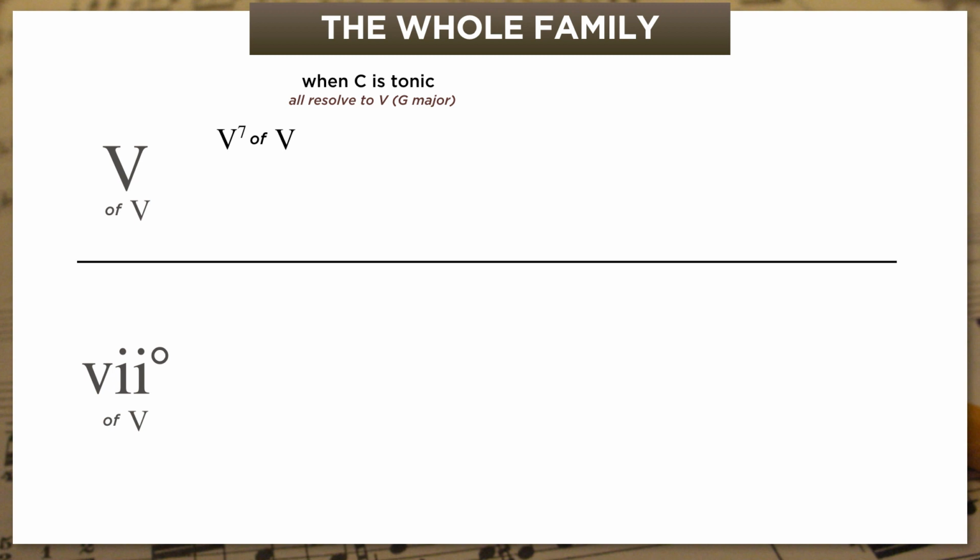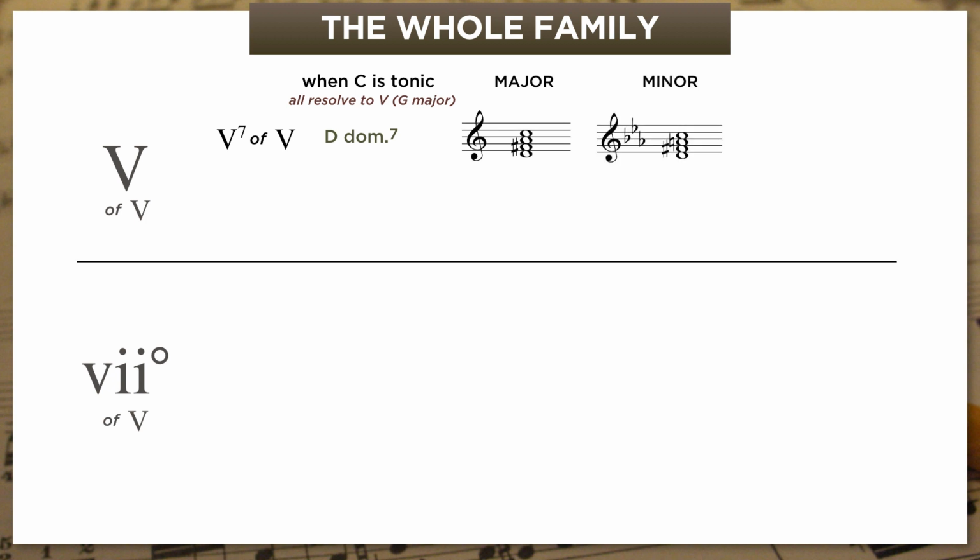When C is the tonic, G is 5, so we need the dominant of G, which is a D dominant 7. Here's what 5-7 of 5 looks like in C major, and here it is in C minor. Hint, they're the same. This is true of all applied chords to 5. They're the same in major and minor.